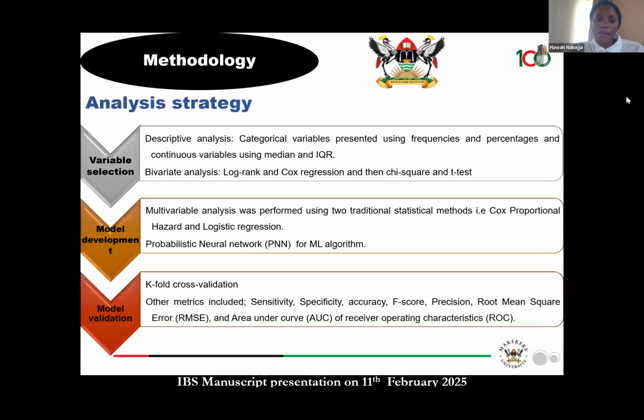The analysis was carried out in 3 phases. The first phase was variable selection, whereby descriptive analysis was carried out, then bivariate. The second phase was model development, where multivariable analysis was carried out using traditional statistical methods such as the Cox proportional hazard, and also logistic models; diagnostics were done also. The best model was chosen using the AIC and the BIC.